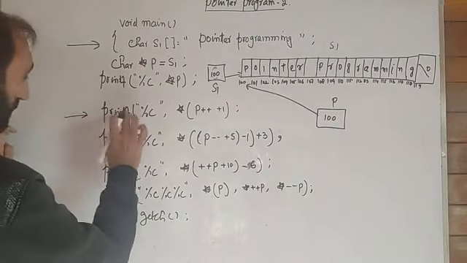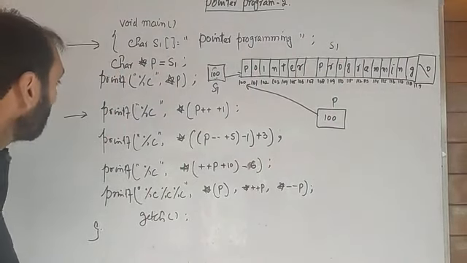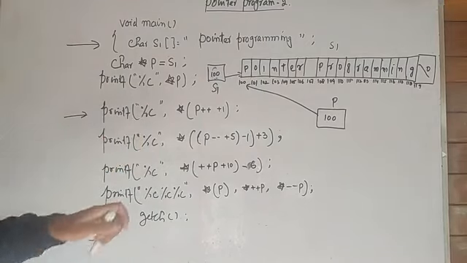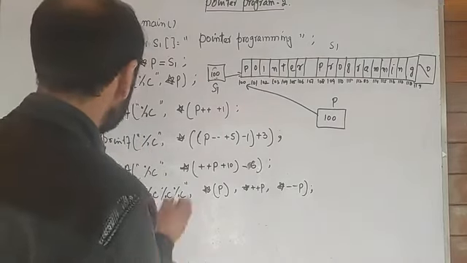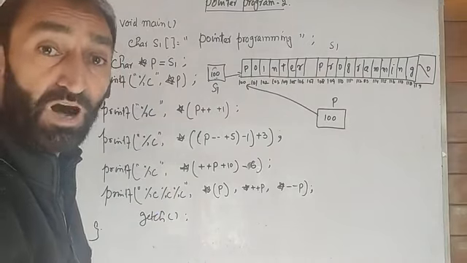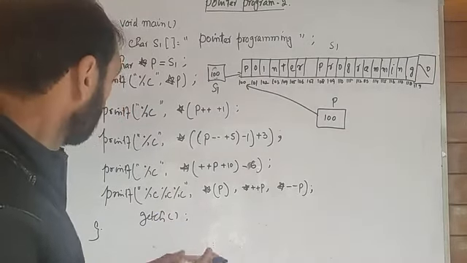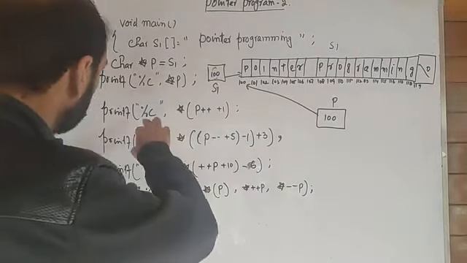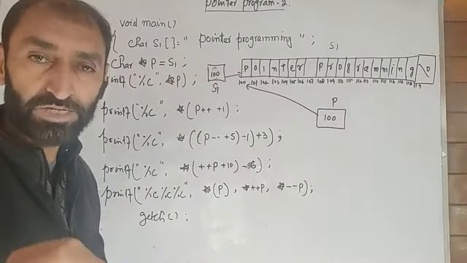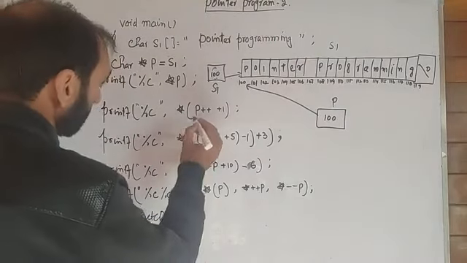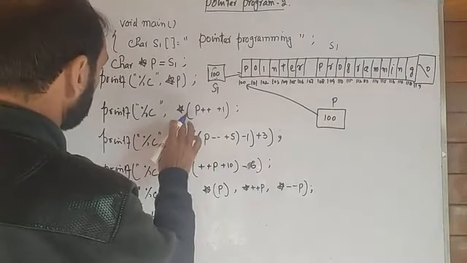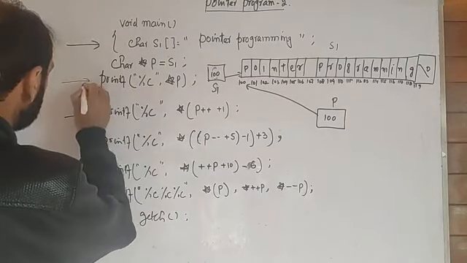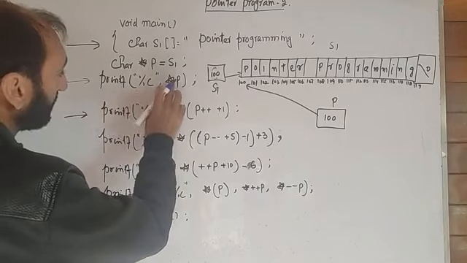Now we will see the output of this instruction. Here printf with %c. We know that %c is the format specifier for a character, just as %d is the format specifier for integers. Here, what will be the output? First we will see the output of this instruction: %c with *p. What does this mean?